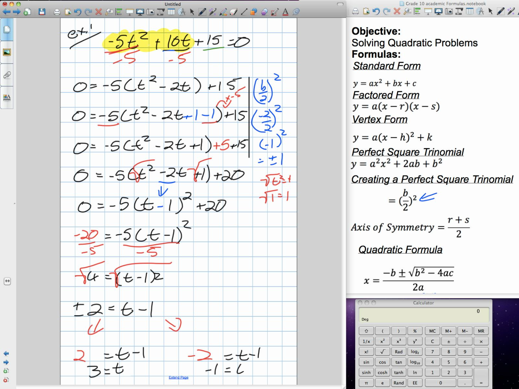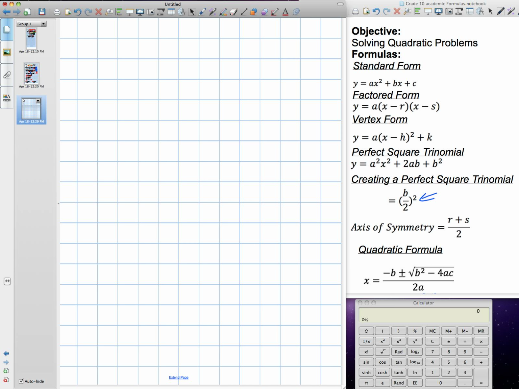So using vertex form, we can solve the exact same thing as long as we've set it equal to 0. So what we're going to do next is we're going to do the exact same formula, and we're going to use another style to solve it. Plus 10t plus 15 is equal to 0.